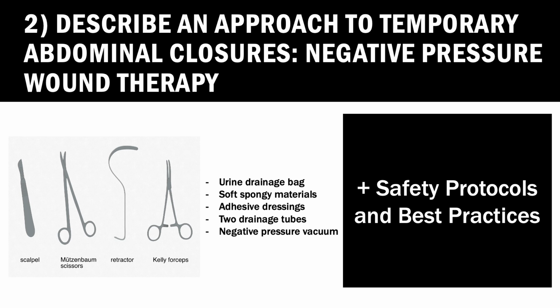You will need a scalpel, Metzenbaum scissors, retractors, Kelly forceps, a urine drainage bag, soft spongy materials such as gauze, surgical towels, or a sponge, adhesive dressings, 2 drainage tubes, and a negative pressure vacuum. Remember to follow all safety protocols and best practices.